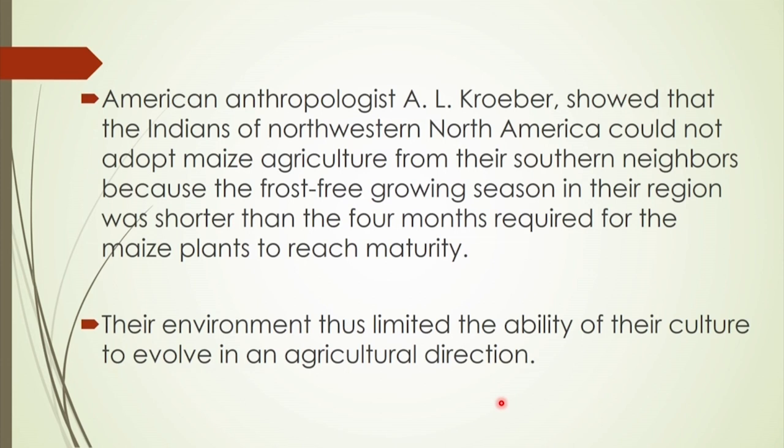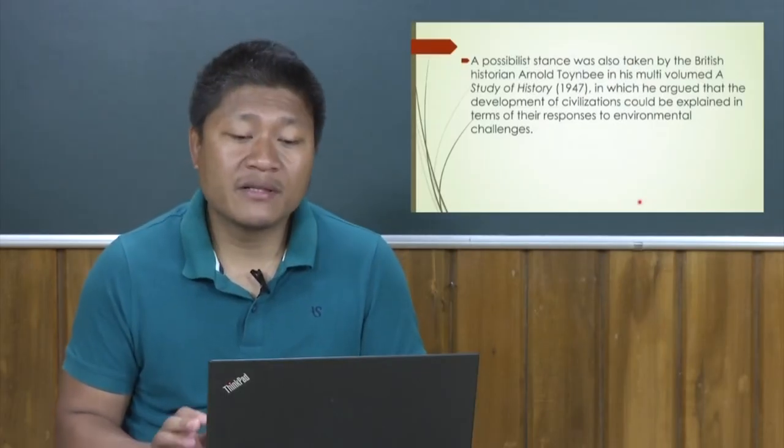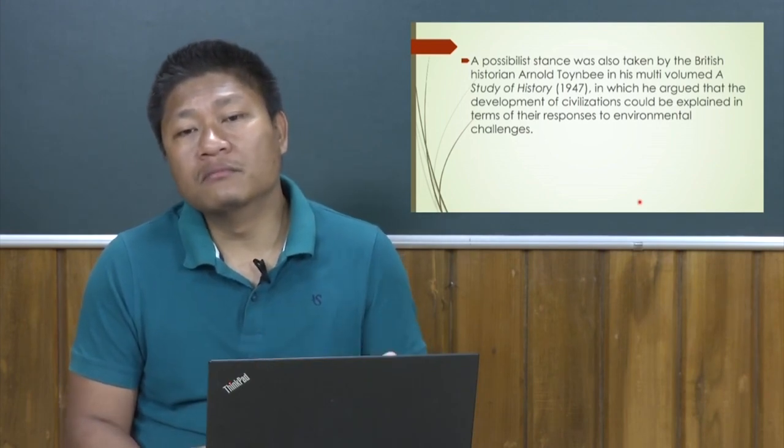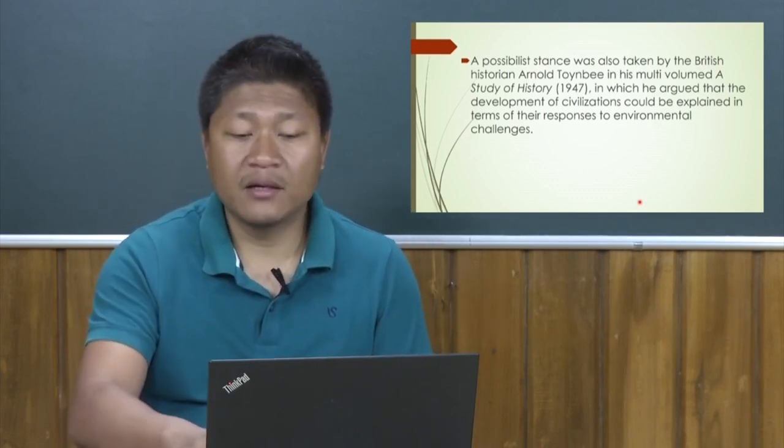Therefore, it has to be seen that environmental possibilism also has a role in making a broader understanding of human ecology. Perhaps the first possibilist stance was taken by Arnold Toynbee, a British historian, in his extensive work A Study of History. In his work, he primarily argued that the development of civilizations could be explained in terms of their responses to environmental challenges. Perhaps the work of Arnold Toynbee is the pioneer in taking the possibilist stance.